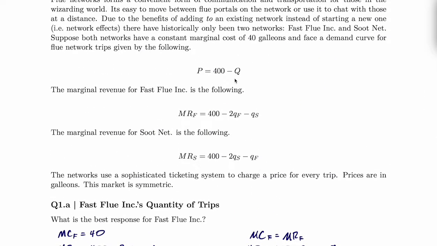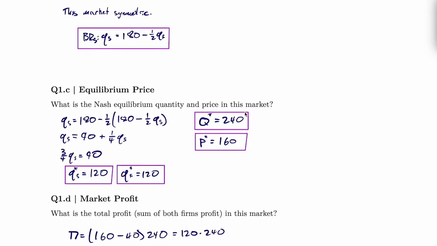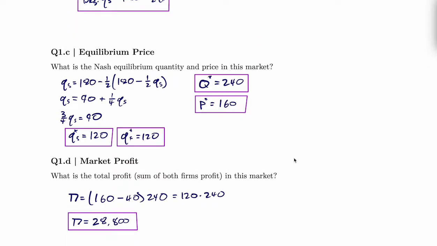So we have this thing. So 400 minus 240 is just going to be 160. So we get our equilibrium price there.